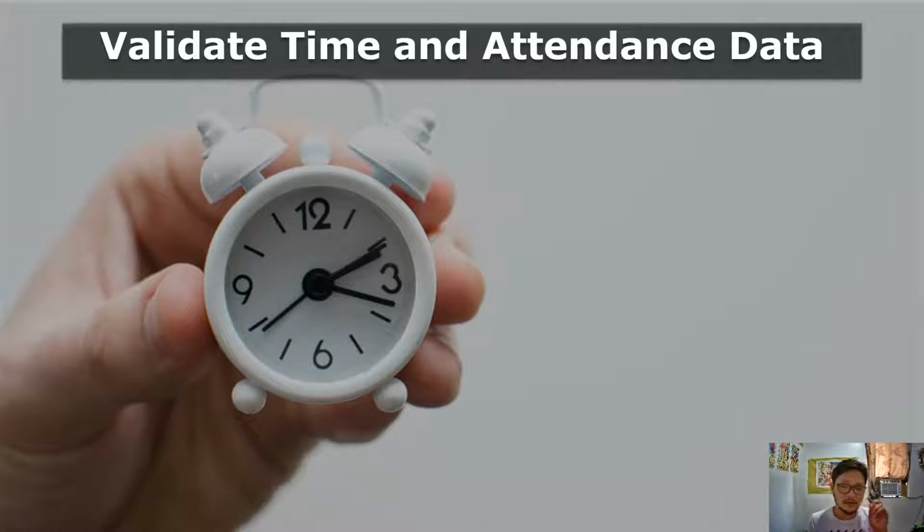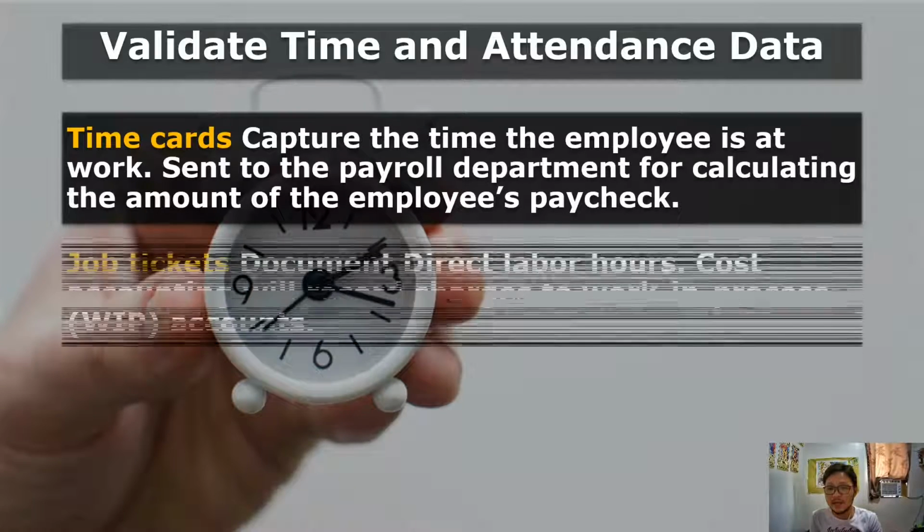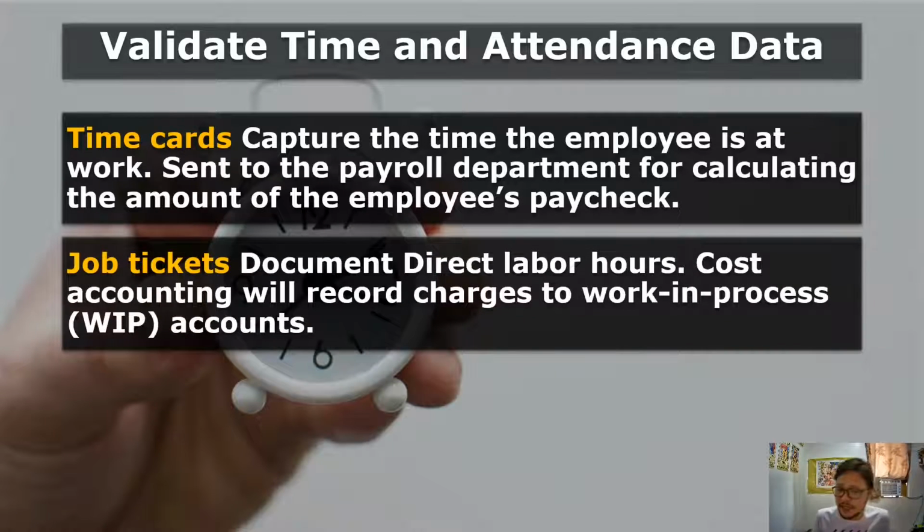For that, you have the first document in validating time cards. Simply put, ang time cards po, they keep track of when the employees go to work. So time cards are sent to the payroll department for calculating the amount of employees' paycheck. Of course, kasi kung hindi ka magtrabaho, wala kang attendance, most probably, there would be no pay for you. So that's time cards. Another document in documenting time and attendance are job tickets. Job tickets document direct labor hours. So, time cards, that's for paychecks. Job tickets naman, this is for direct labor hours.